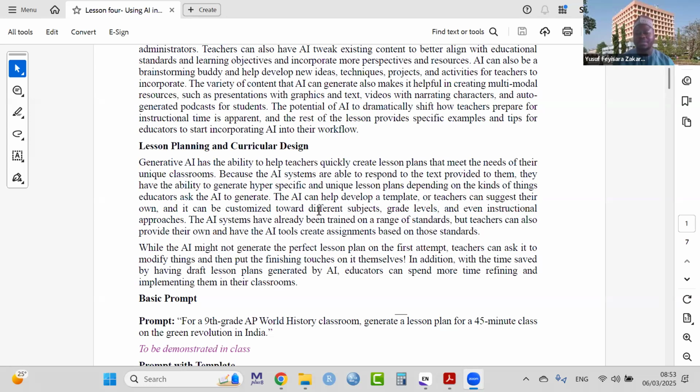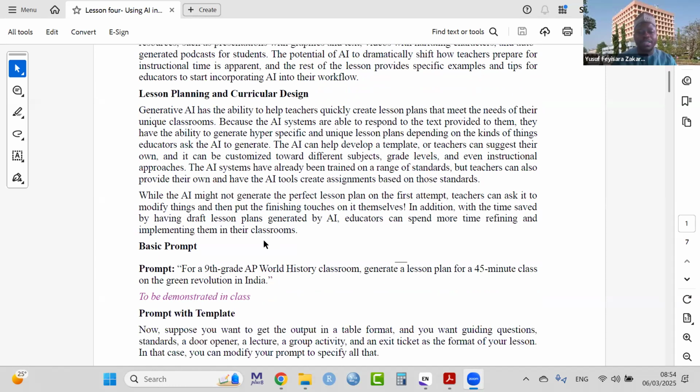Because the AI systems are able to respond to the text provided to them, they have the ability to generate hyper-specific and unique lesson plans depending on the kind of things teachers ask the AI to generate. I must also mention this: while the AI might help to generate the perfect lesson, it might not do so on the first attempt. You as teachers, as artificial intelligence literate, can always modify the prompt for the AI in order to generate something substantial.